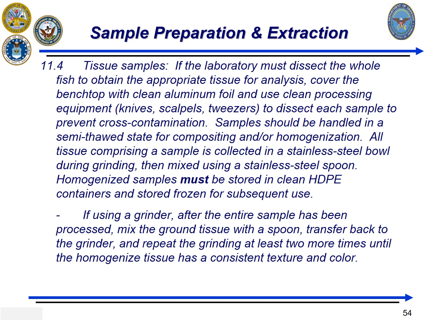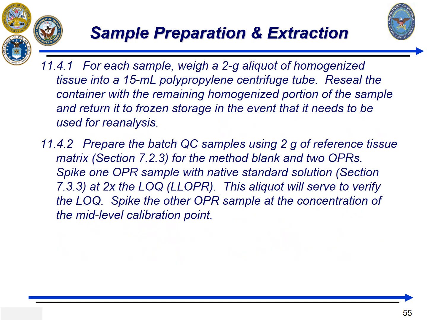The section also states that if a grinder is used, after the entire sample's been processed and the ground tissue is mixed with a spoon, you have to transfer it back to the grinder and repeat the grinding process at least 2 more times until the homogenized tissue has a consistent texture and color. This is really critical for tissue samples.